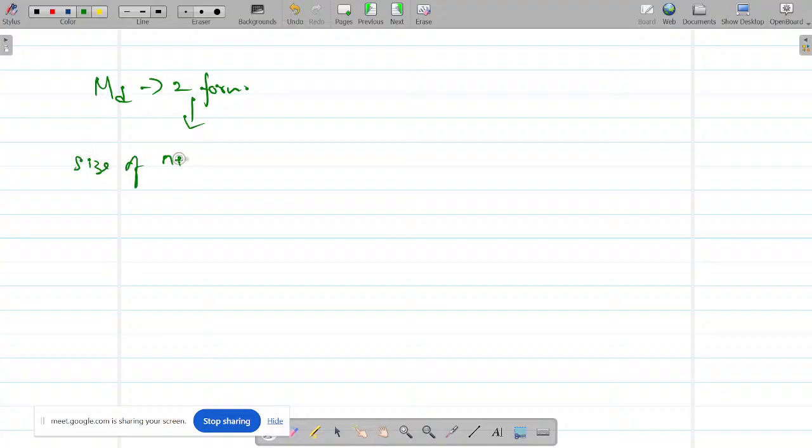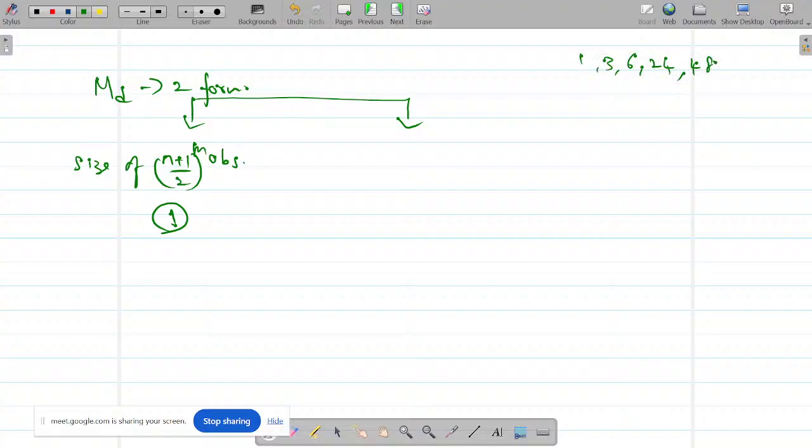Median is almost done, and positional average is almost done. For median, we have two formulas. One formula, which we were doing here, is size of (n plus 1) by 2th observation. Another formula: see, if I have 5 values, let me go like this, 1, 3, 6, 24, 48. Which will be the median?